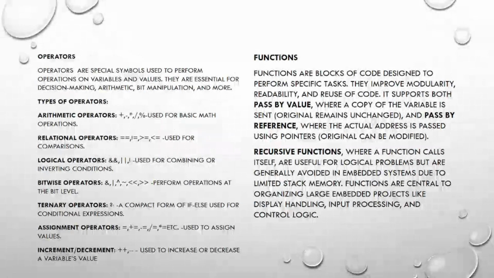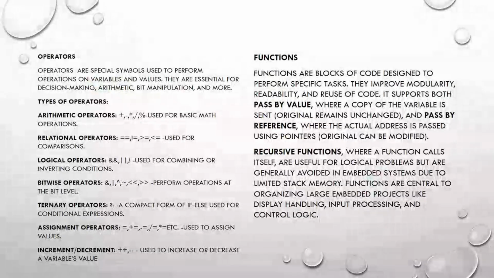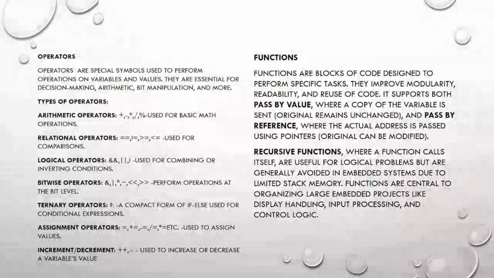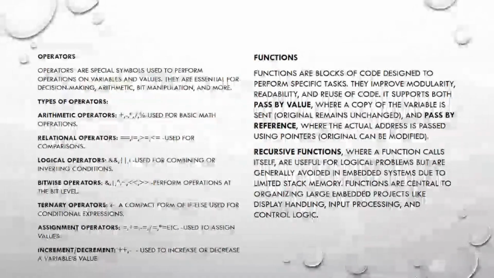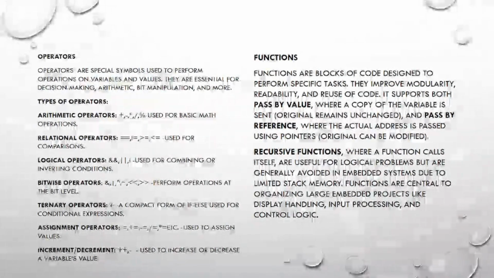Operators. These are the special symbols used to perform operations on variables and values. For example, a plus b, in this plus is called an operator and a and b are called operands. They are essential for decision making, arithmetic, bit manipulation, and more. There are several types of operators which include arithmetic operators like addition, subtraction, multiplication, division, modulus, which are used for basic math operations. Relational operators.